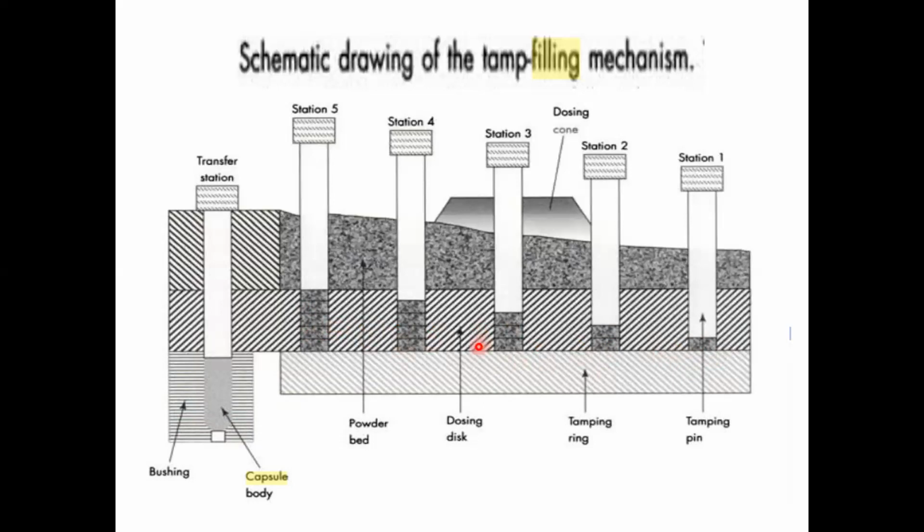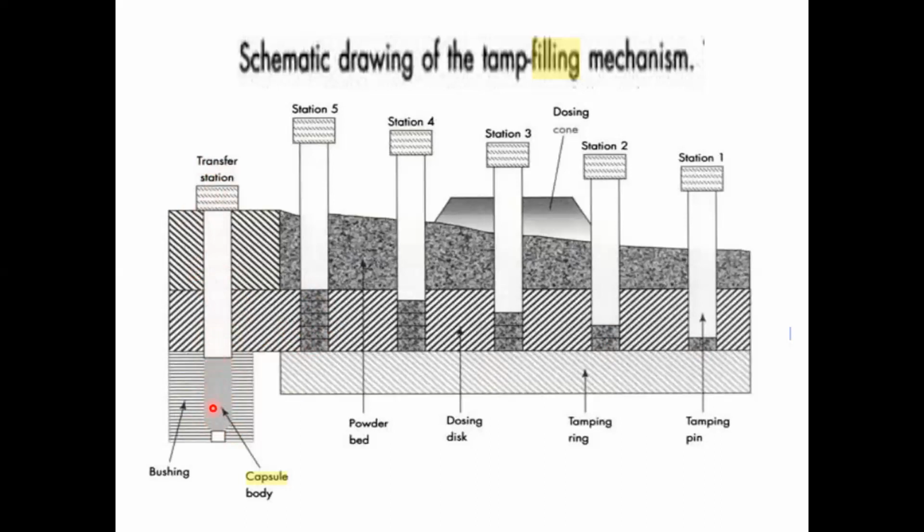So how in the dosator machine, the plug is formed in a single motion, right? But here in the tamping finger filling mechanism, the plug is formed in different stations or different stages. So once this plug is formed, the next station will be the transfer station. Here, once the plug is formed, this plug will be ejected in this transfer station into the capsule body. This is the capsule body here.